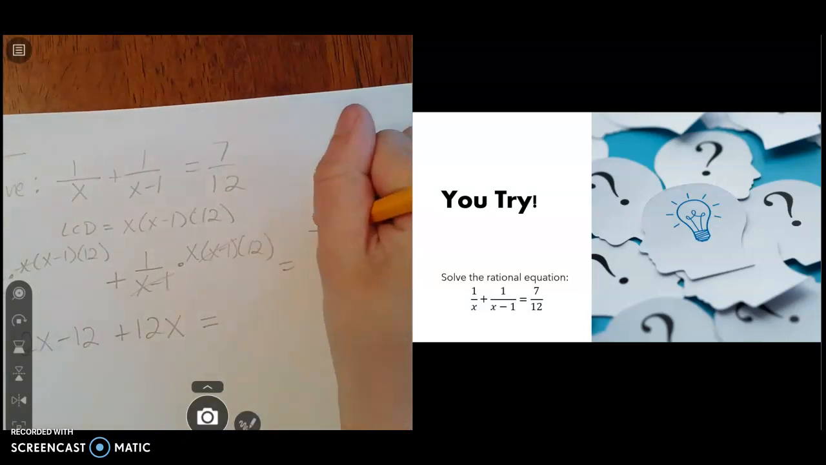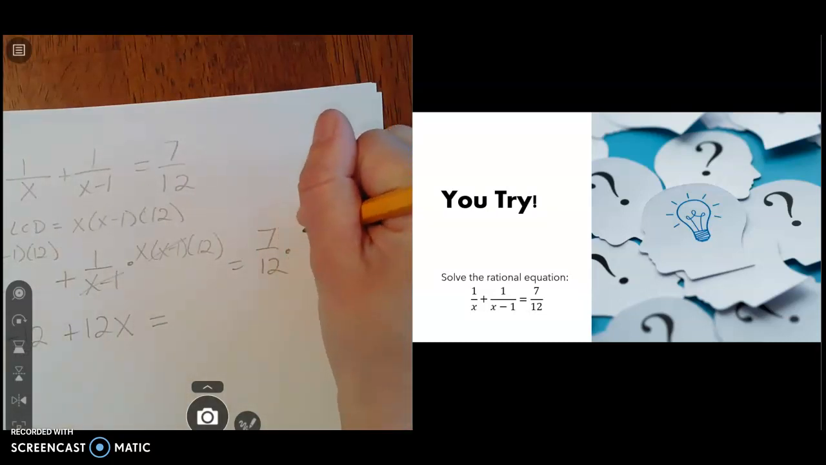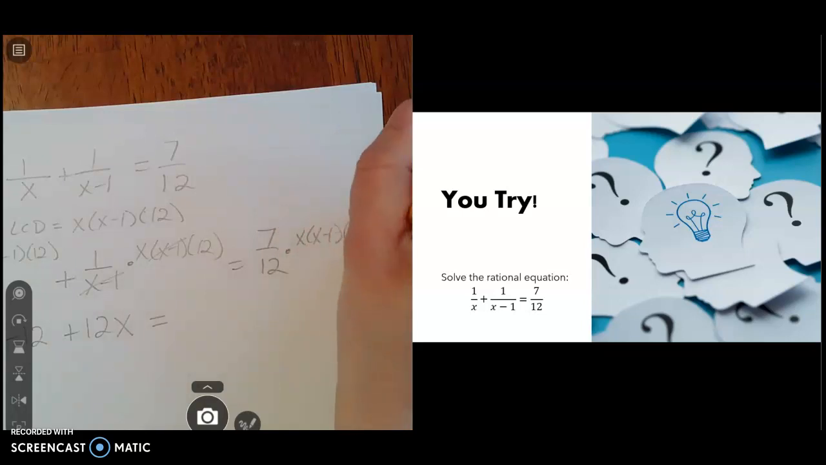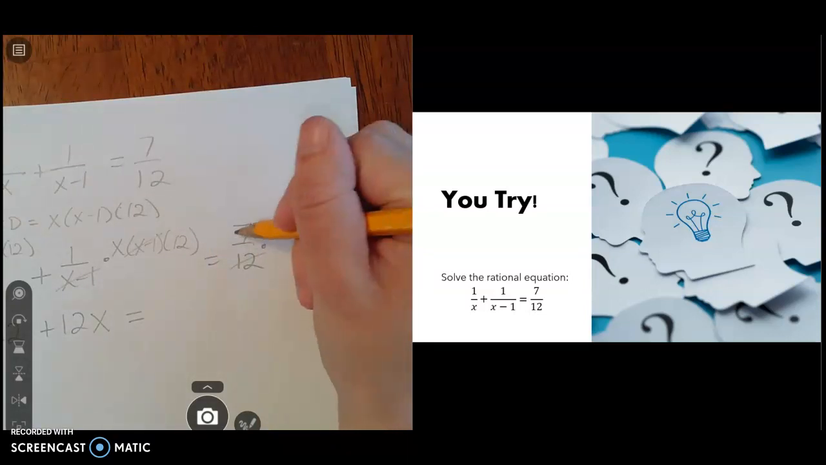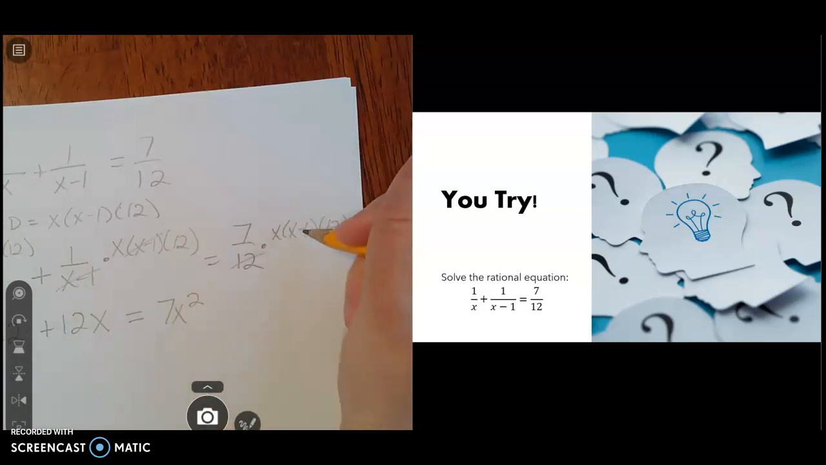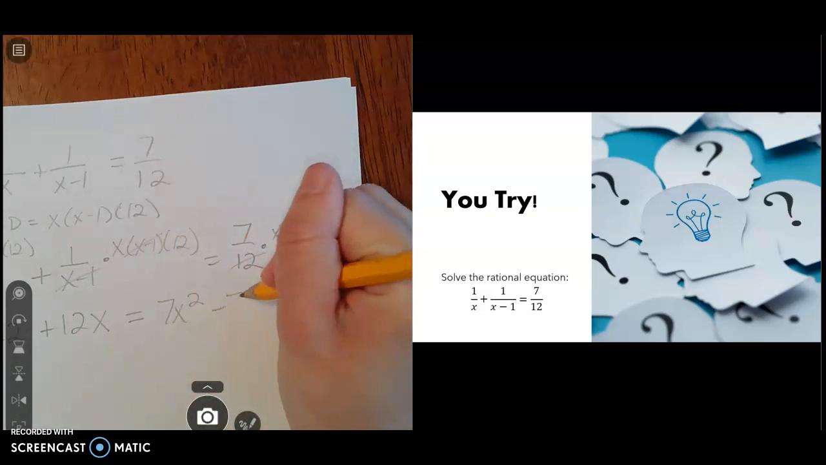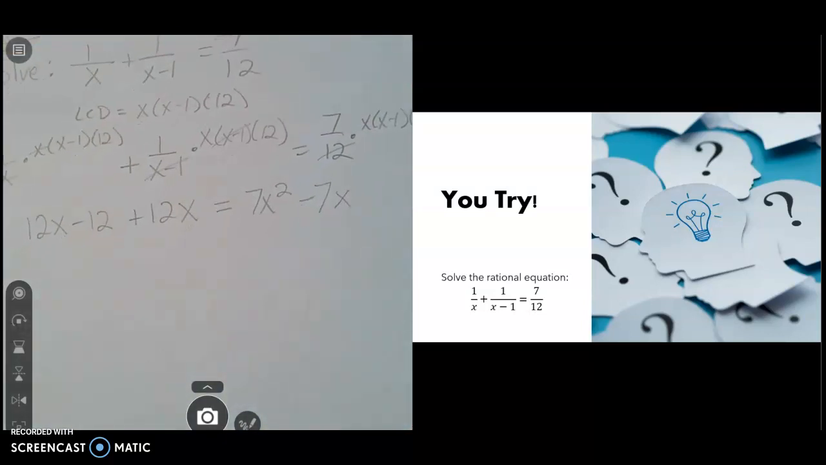Last term is 7 over 12. I'm going to multiply that also by the same thing, my LCD: x, x minus 1, and 12. In this one, the 12's divide out. I've got 7 times x, which is 7x. And then that 7x times x will be 7x squared. 7x times negative 1 would be negative 7x. And so you'll see at the end of that step, after multiplying everything by the LCD, I have a nice equation that has no denominators anymore, which is really nice.